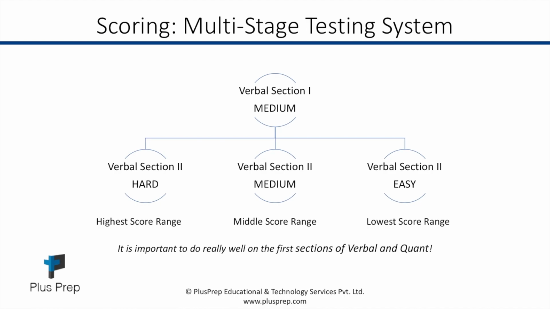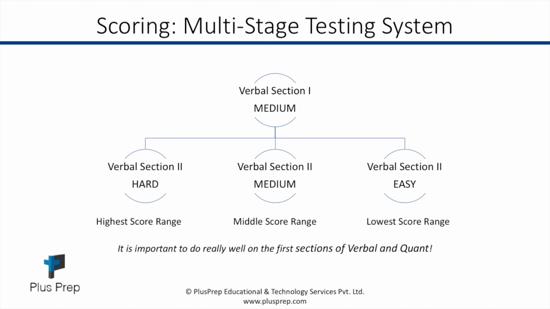So let's say you've performed really, really well in the first verbal section. What will happen to you? Well, the second section will be much harder. The questions on average will be much, much harder. On the other hand, if you perform mediocrely, you'll probably get a medium section, and if you perform really badly, you'll get an easy section in the second section.